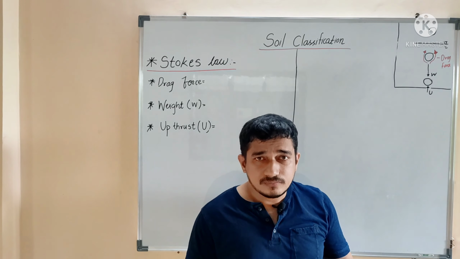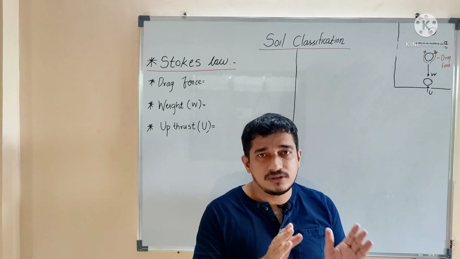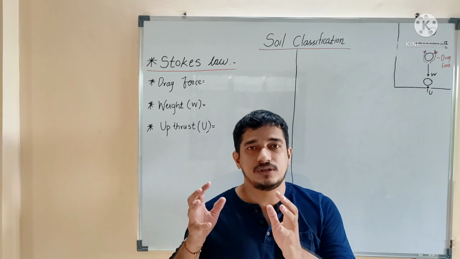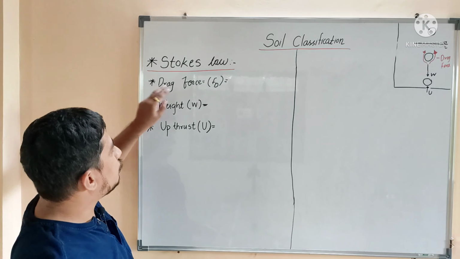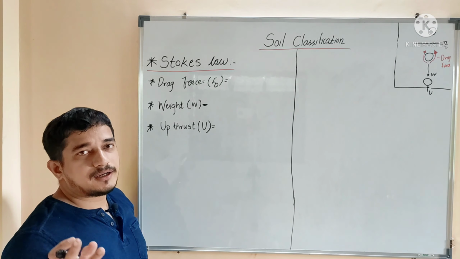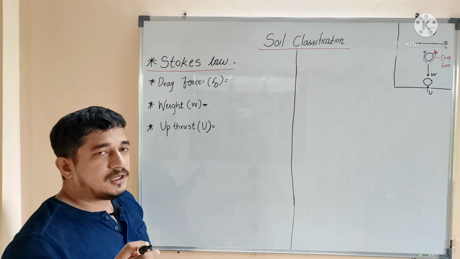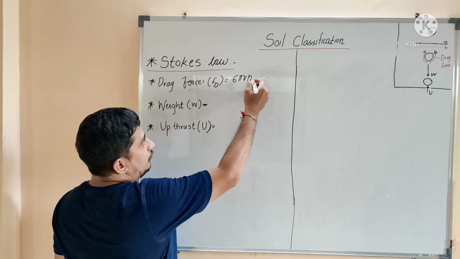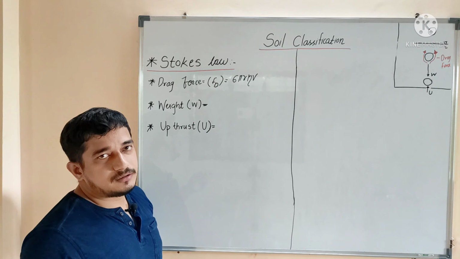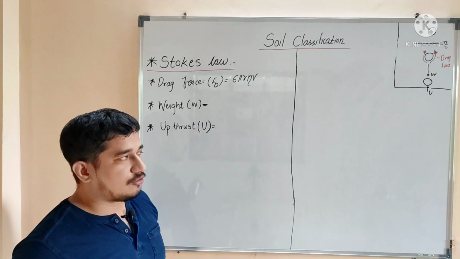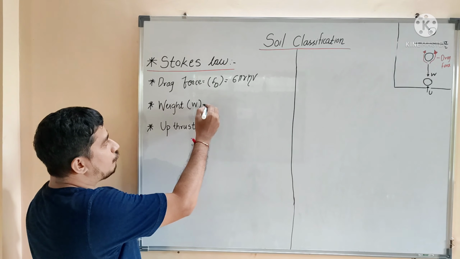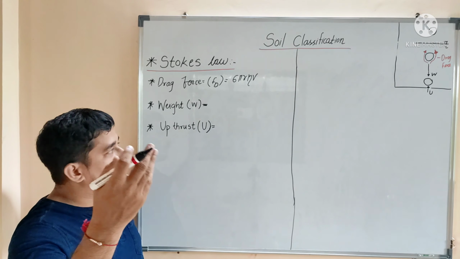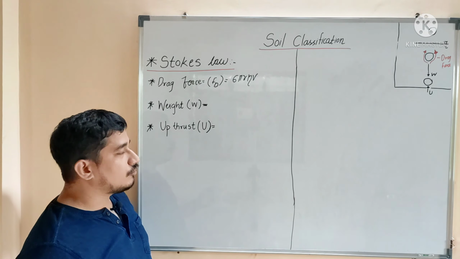Based on this, the Stokes law established a certain relationship between the velocity of the particle and the size or diameter of the particle. The drag force, Fd, that will be acting all over the surface of the sphere is given by 6 pi r eta multiplied by V, where eta is the viscosity of the fluid and V is the velocity of that particle. Another thing is the weight. Drag force is acting in upward direction while the weight is acting in downward direction.